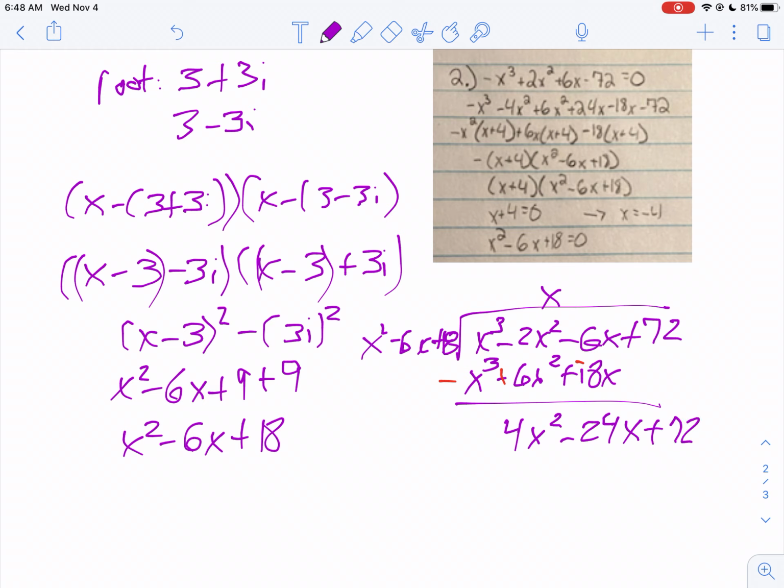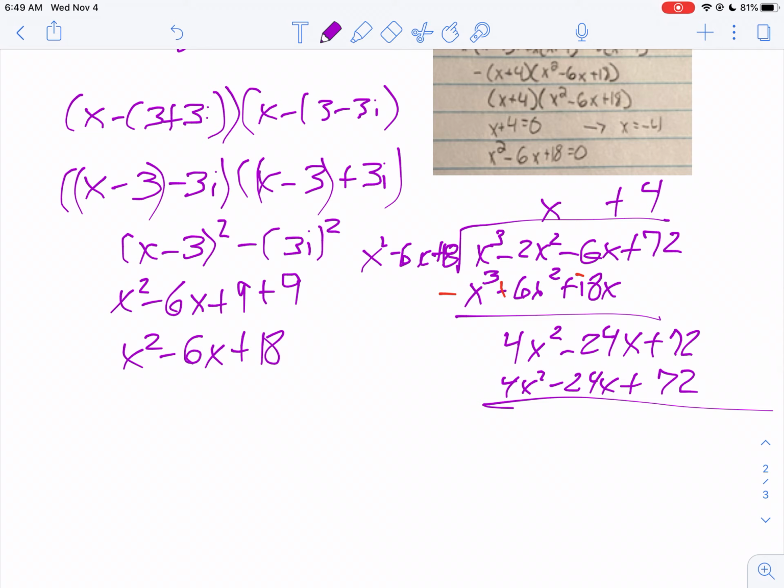Well, x squared goes into 4x squared 4 times. So 4 times x squared is 4x squared minus 24x plus 72. And notice they cancel to have no remainder. So one of my factors is x plus 4. Well, if x plus 4 equals 0, x equals negative 4. So your roots are going to be 3 plus 3i, 3 minus 3i, and negative 4.